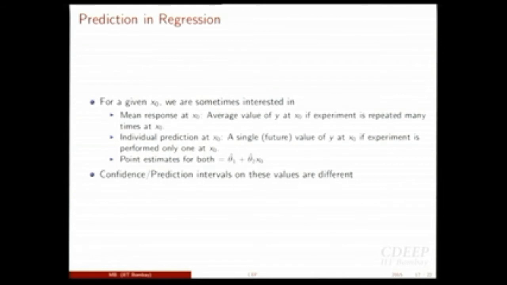The other thing is an individual prediction. You may be interested in this individual prediction at x naught. An individual prediction means I am going to do just a single experiment at x naught. What is the value of y that I will observe? Again, one can easily show that the point estimates for both are theta 1 hat plus theta 2 hat x naught.